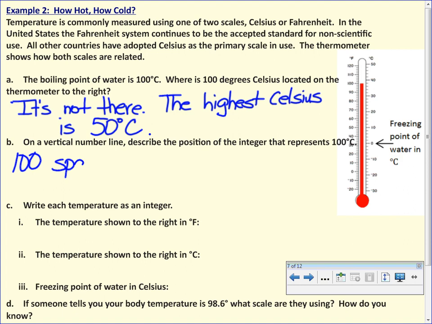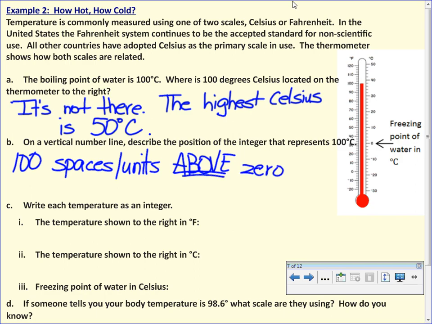100 spaces or units above 0. It has to be above because that's what makes it positive. If it was below 0, it would be negative.